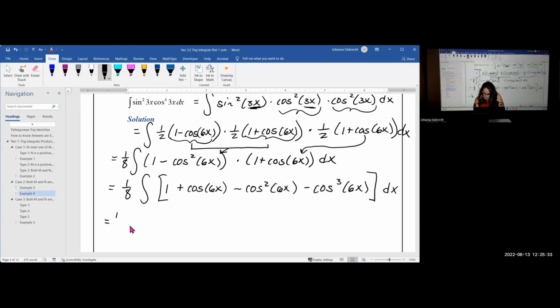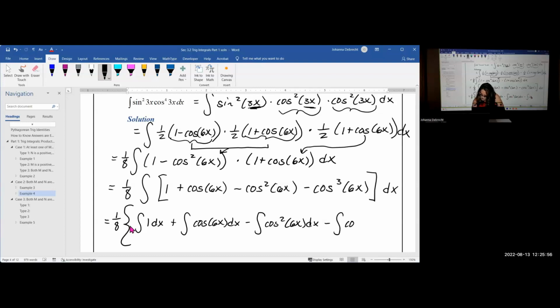If you want, you can keep the 1/8 on the outside, way at the front. You have the integral of 1 dx plus the integral of cosine of 6x dx minus the integral of cosine squared of 6x dx minus the integral of cosine cubed of 6x dx. All right, so you've split it into all of these different integrals.